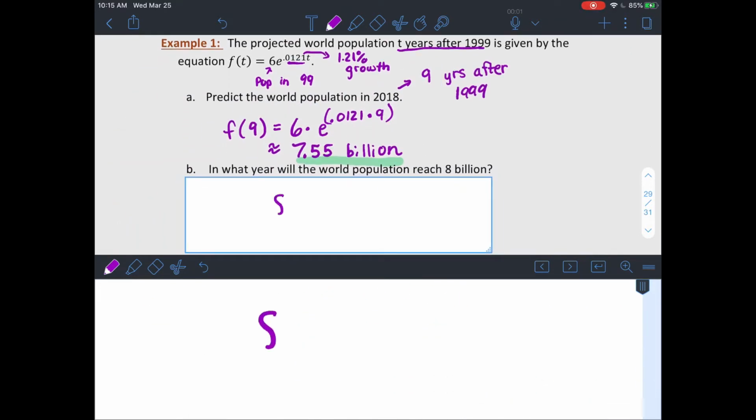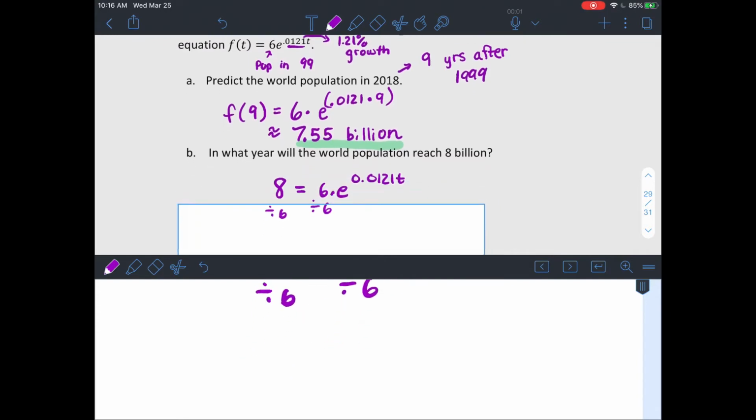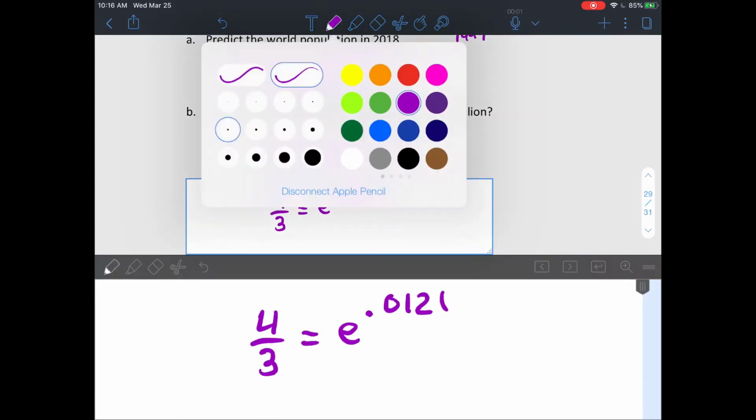We're going to turn this around. We want to know in what year the population will reach 8 billion. So we're looking for an ending population of 8 billion. And we're going to be solving for the amount of time that it takes that to happen. So I'm going to get my exponential part by itself, divide both sides by 6. Gives you 4/3 equals your exponential part.